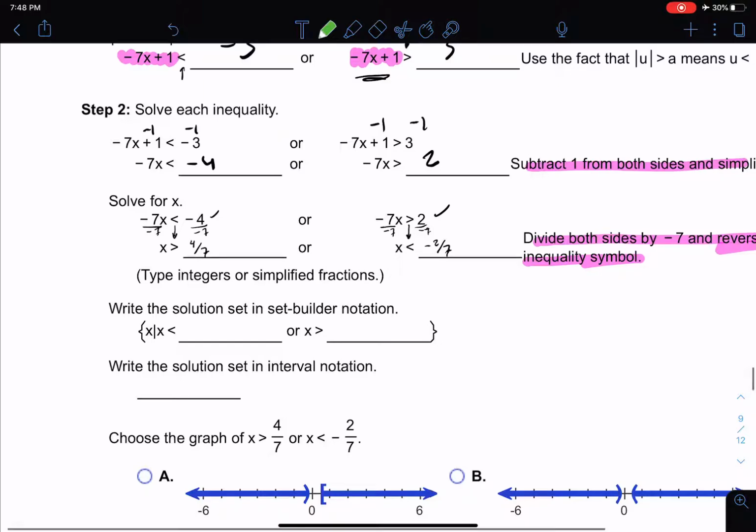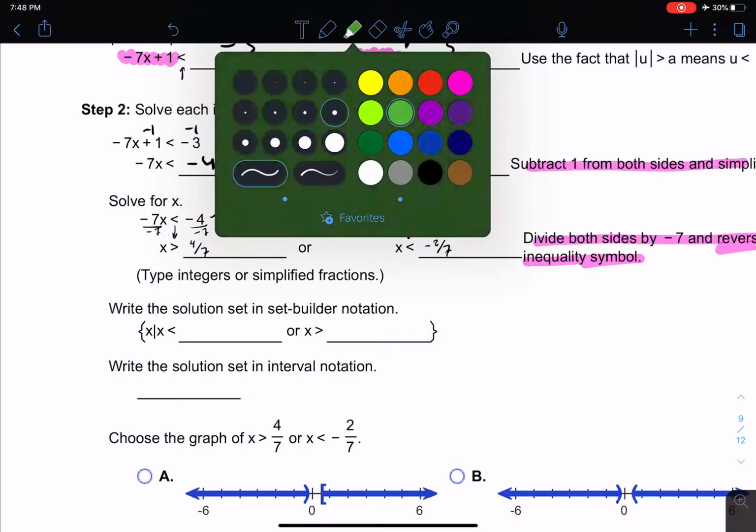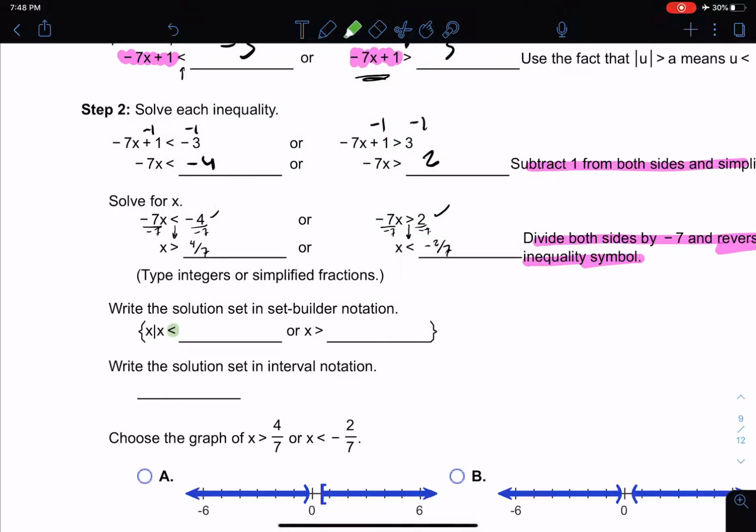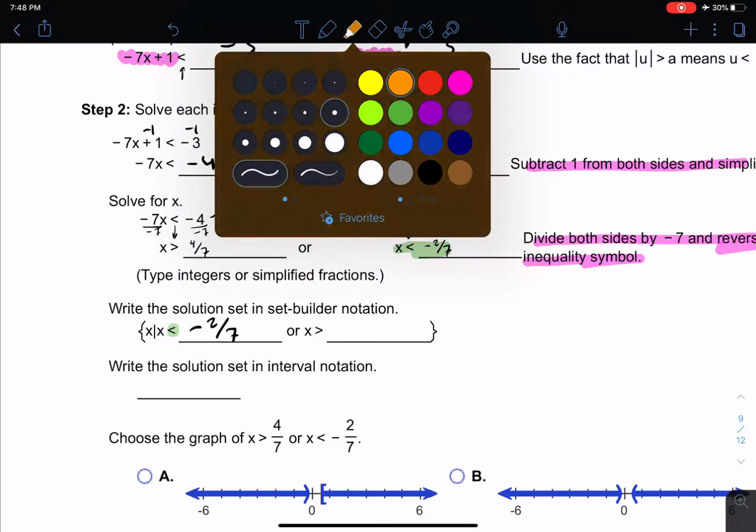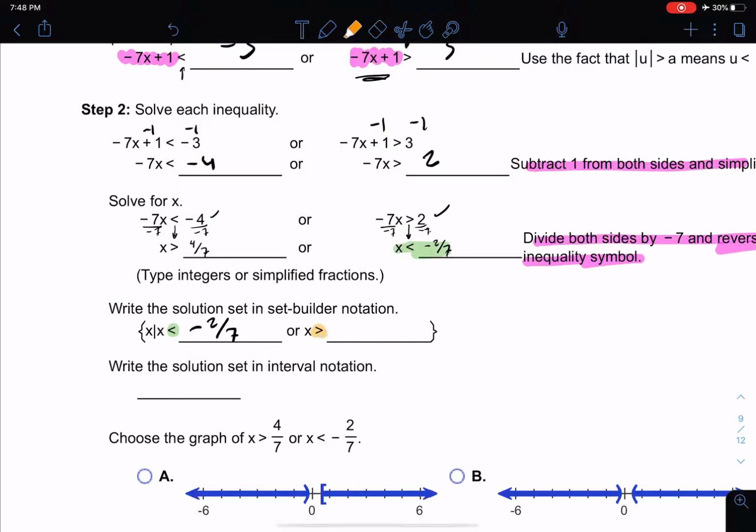They have the less than symbol right there, so I've got to match this guy with the less than symbol, right? So I do have to take that one, which just says x is less than negative 2/7. And then on the other hand, this has a greater than symbol, so I have to take this one with a greater than symbol. So then I can say x is greater than positive 4/7. Remember, greater than symbols with absolute values use an or.